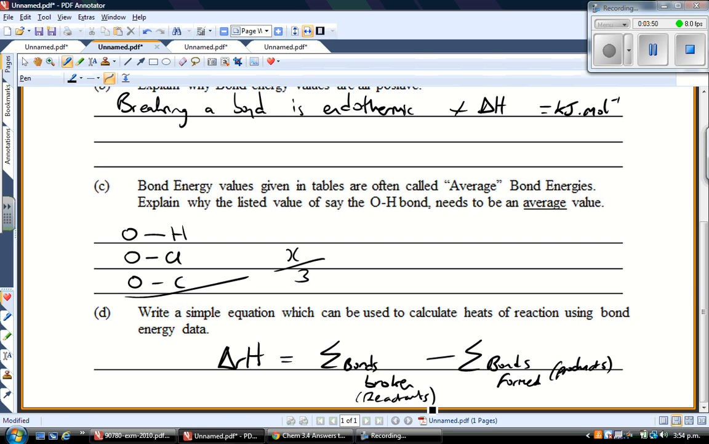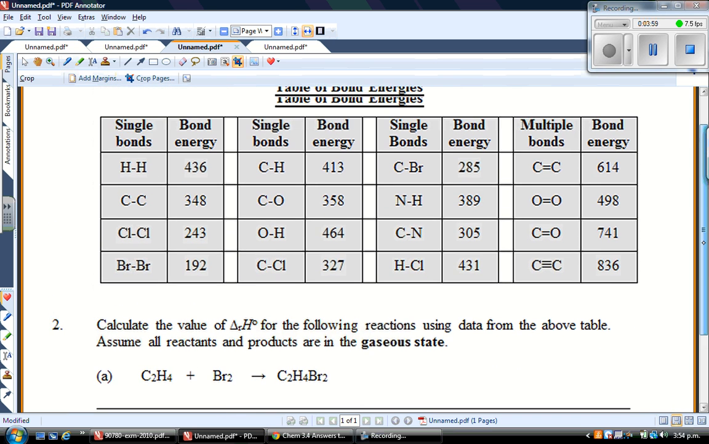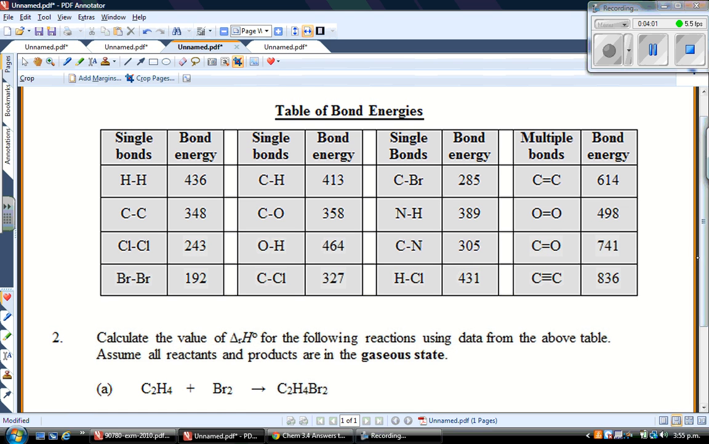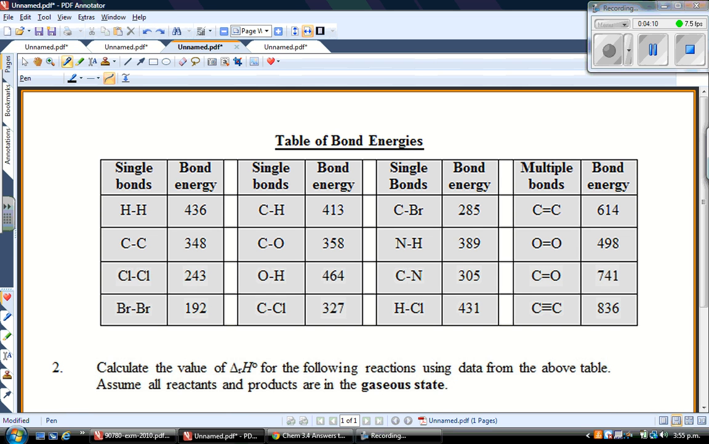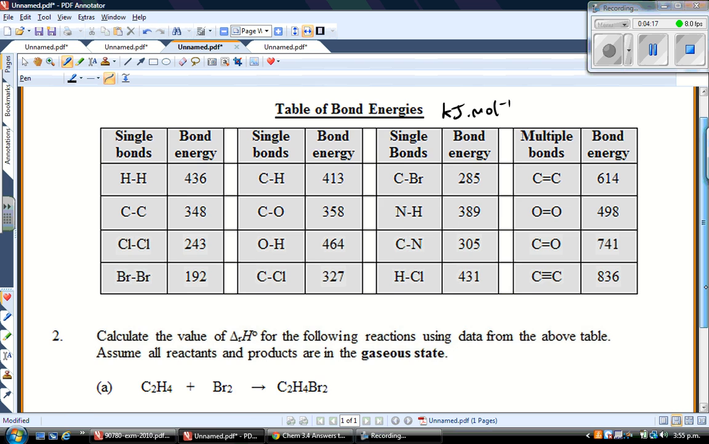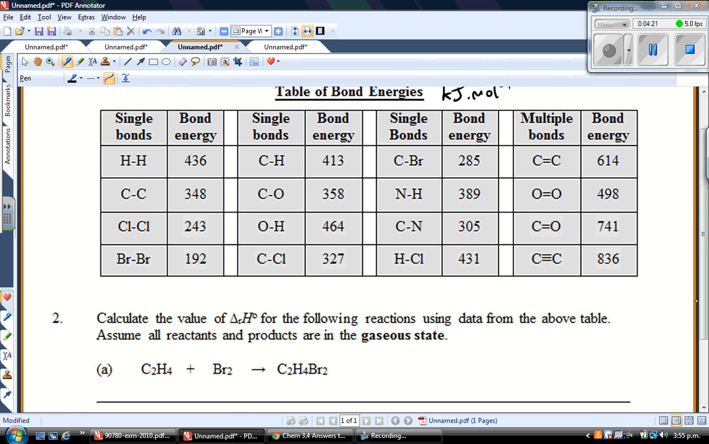The next thing obviously would be to take a look at an example. So if I scroll onto this next page, we have a table of average bond energies here, or bond enthalpies. Let's get my pen here. So all these values, these bond energies, are in kilojoules per mole. And remember, they're averaged as well, depending on the possible elements that they can be bonded to.